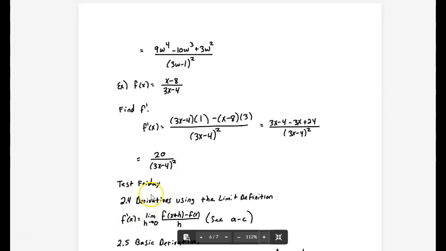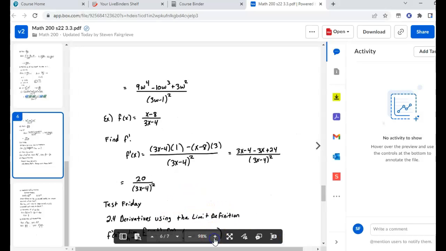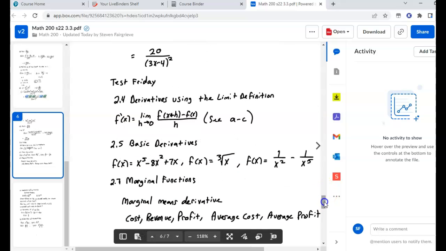So if you go to the 2.4 notes and look at the examples A through C, those would be kind of examples you can expect to see on your test. We then moved on to our basic derivative definitions and then just a few examples of types of problems you might run into.